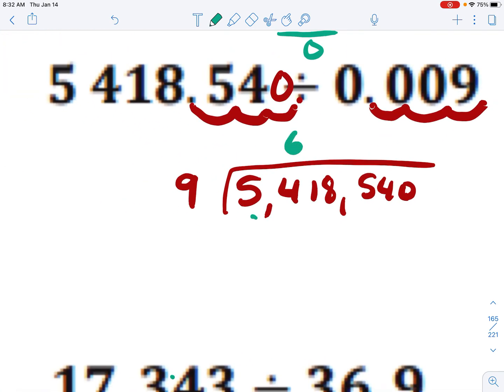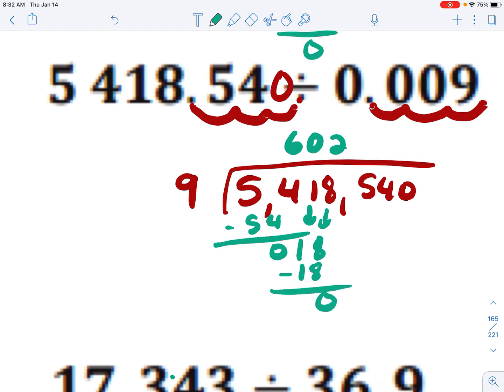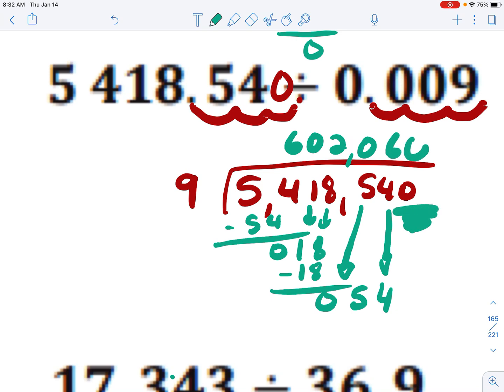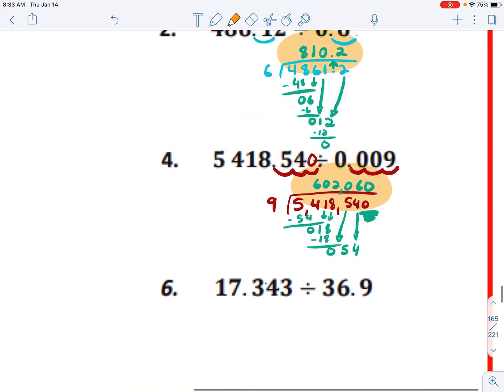Okay, 9 goes into 54 6 times. We subtract this and we get 0, bring down the 1. 9 can't go into 1, so we add a 0 and we bring down the 8. 9 goes into 18 twice. We subtract this and we get 0. Then we bring down the 5. 9 can't go into 5, so we add a 0. Bring the next number down. Again, 9 goes into 54 6 times. And all we have left is the 0, and we add it to our answer. Okay? So our answer comes out to 602,060.